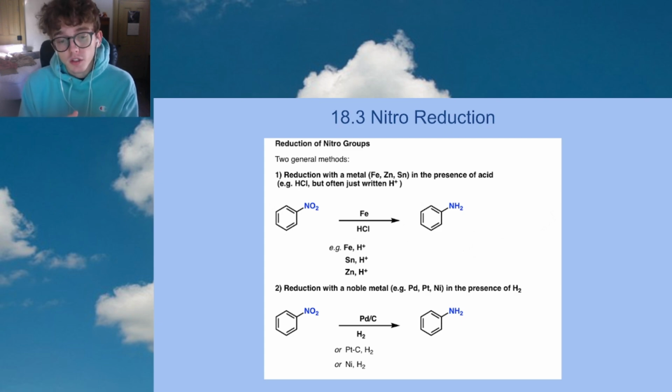The second one is using palladium, platinum, or nickel in the presence of H2 gas. It's kind of like what we saw with hydrogenation of alkenes and alkynes, right? Kind of a similar thing there. Again, a decently complex mechanism. You're free to look online, but I just thought I'd throw this in here because it's an important thing that you can do in the lab to make amines from nitro groups.